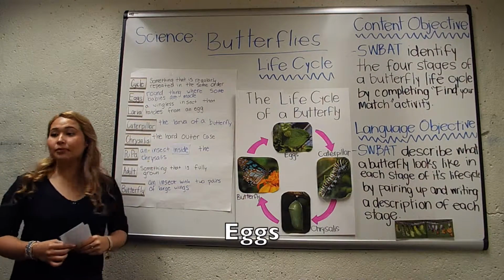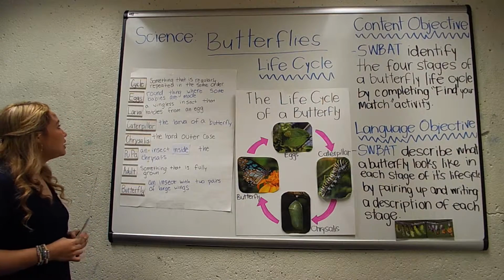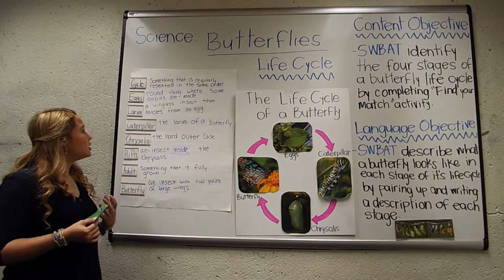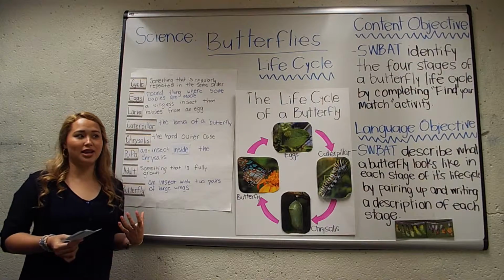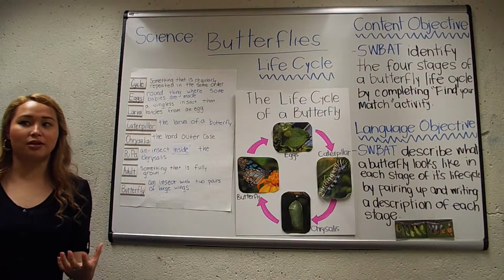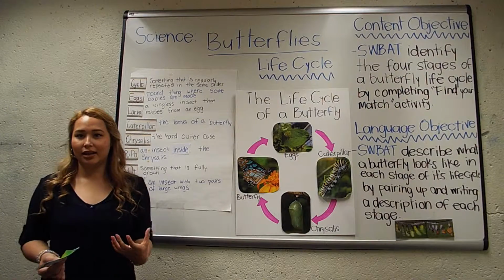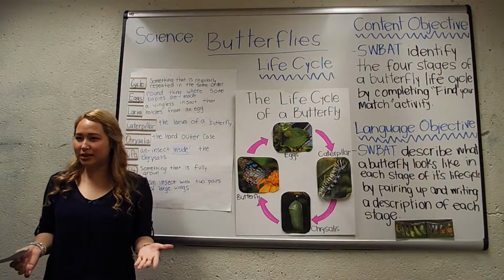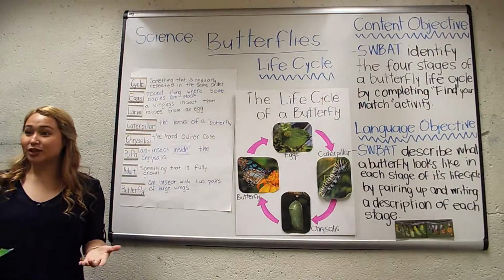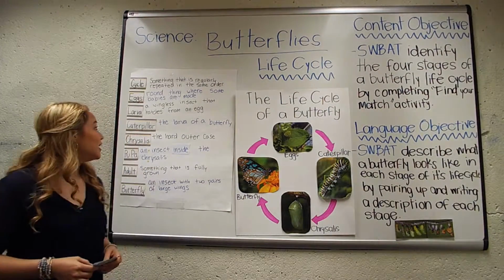Our next word is eggs. Can you repeat after me? Eggs. Eggs are round things where some babies are made. Can somebody tell me which babies come out from an egg? Chickens. Chickens, very good. Do we know any other babies that come from an egg? Turtles. Turtles, very good.